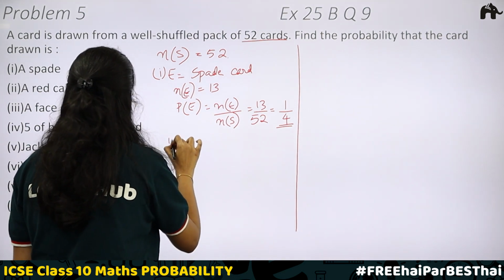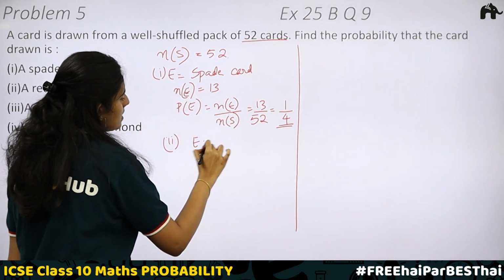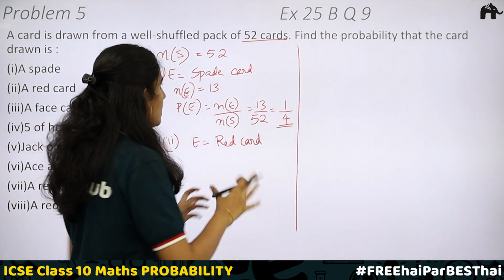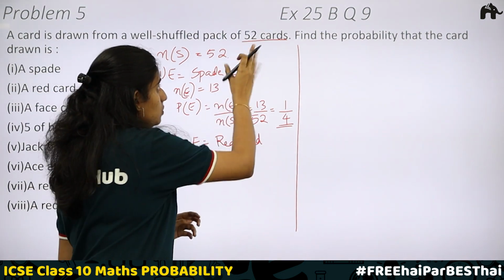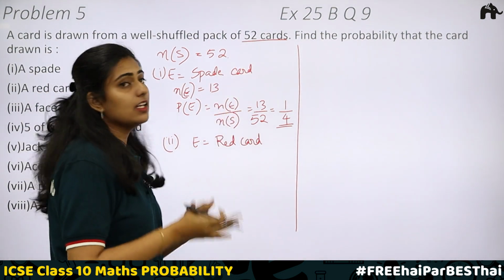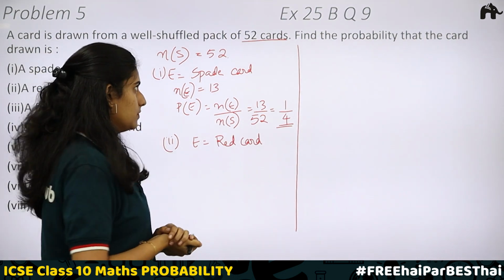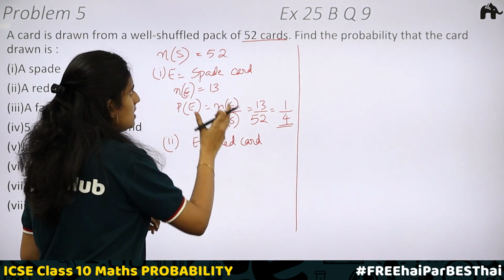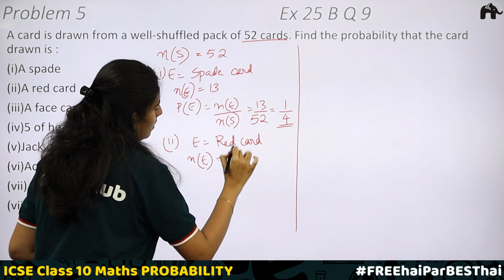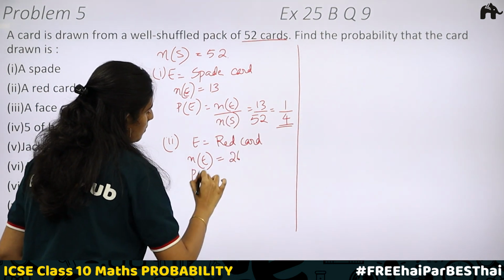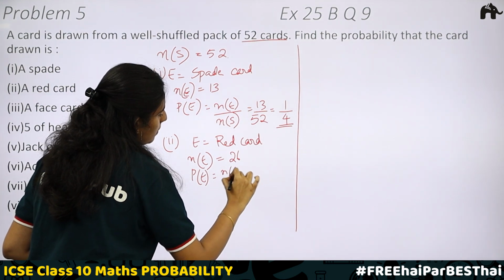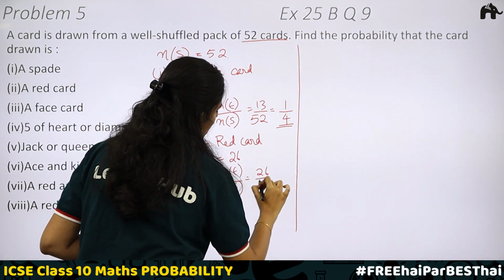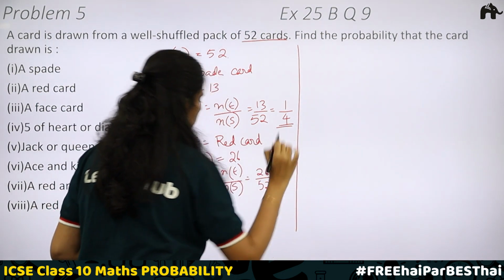Now the second one, a red card. The event is getting a red card. How many red cards do we have? We know that in a deck of 52 cards, half of the cards will be red cards and half will be black cards. So we will be having 26. 52 divided by 2 is 26. 26 cards will be red in color. N of E is equal to 26. Then the probability of the event will be equal to number of outcomes favorable to the event divided by total number of outcomes. 26 by 52, which is 1 by 2.